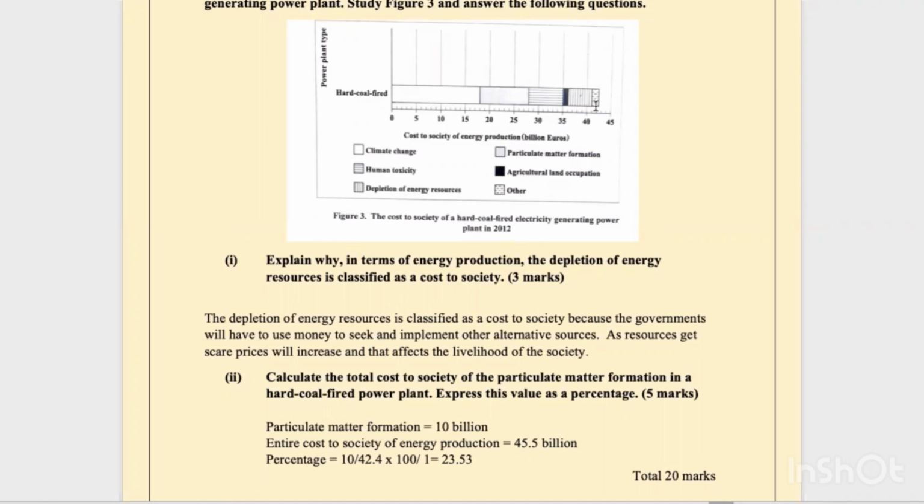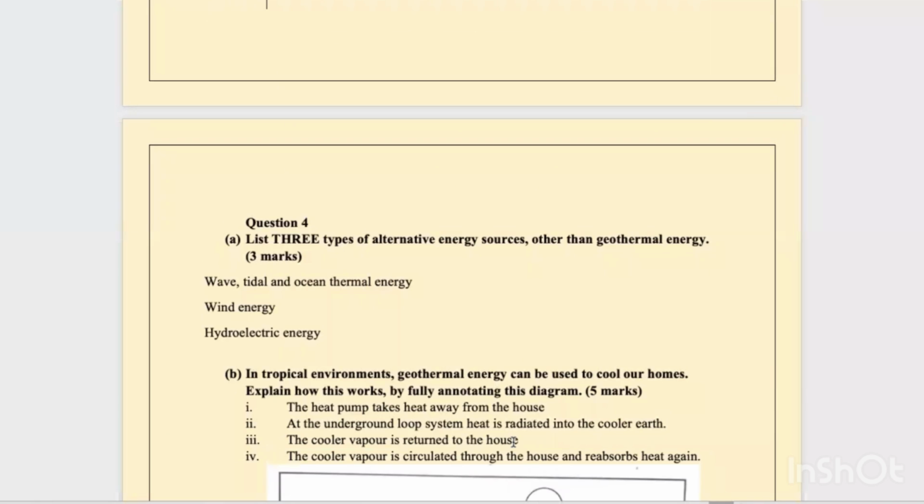We get around 42.4. They're about 42.4. Sorry about that. We divide 10 into 42.4, multiplied by 100 divided by 1, and we will arrive here at 23.53%. All right, moving on to question 4.